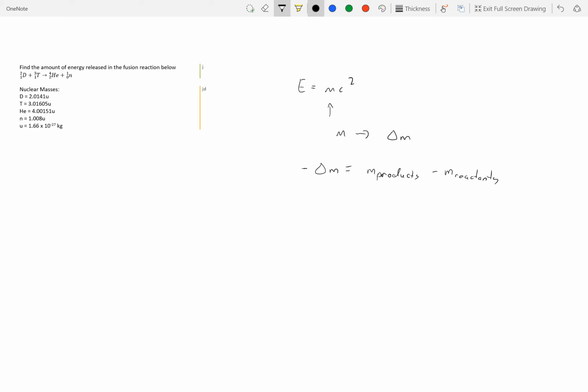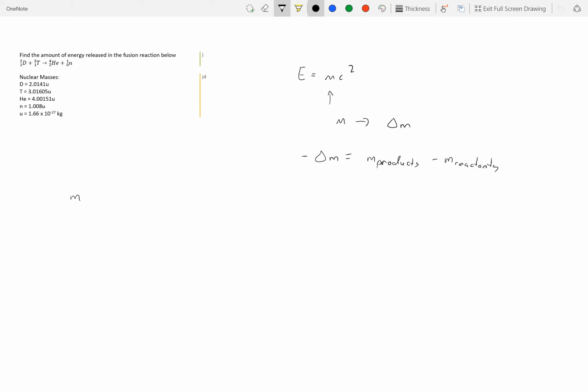Looking at this example, we can compare the mass of the products to the mass of the reactants to figure out exactly how much mass is available for energy. These values are all given in relative atomic mass units, and so we'll also need to know what one relative atomic mass unit is worth so that we can convert to kilograms and use Einstein's equation. So the mass of the products minus the mass of the reactants will give me my change in mass.